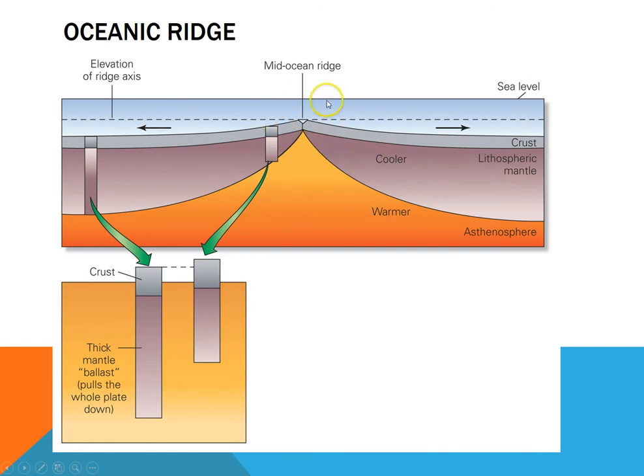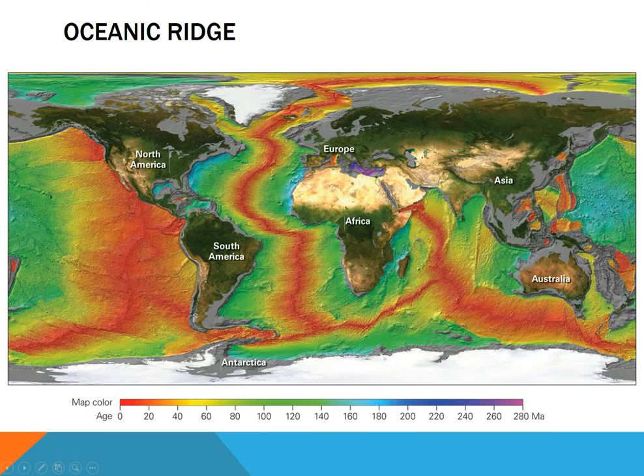Now the ridges are actually really high. These are super tall, and it's because that really warm asthenosphere makes it more buoyant, and it makes it a lot higher. And then as you go away from the ridge, everything starts to cool and contract down, and that cooler stuff and that thick mantle actually pulls it down a little bit, which is why the ridges are so high.